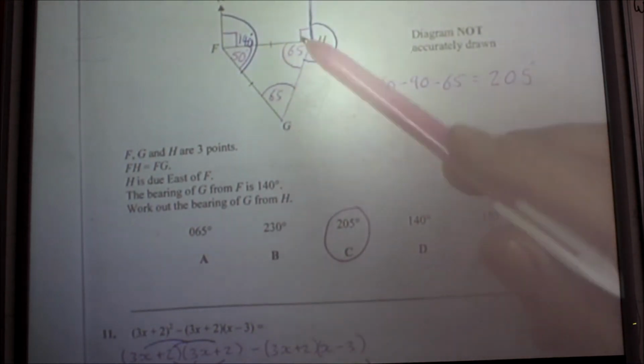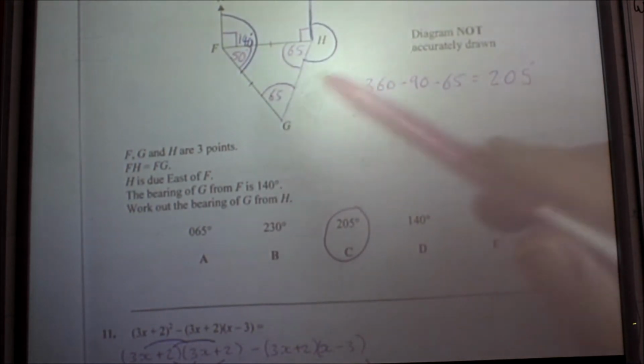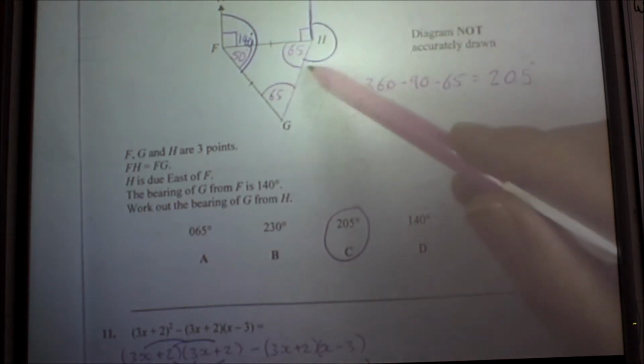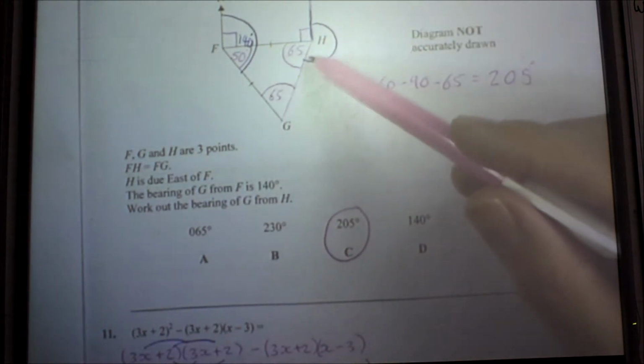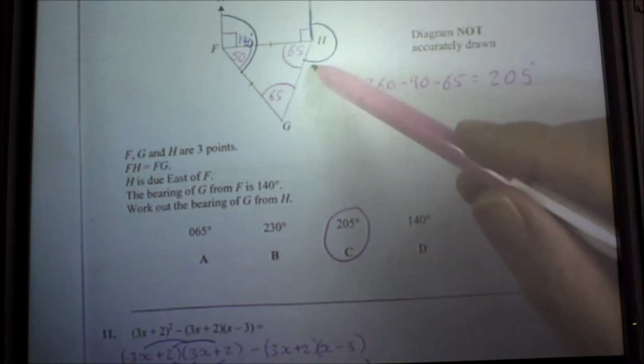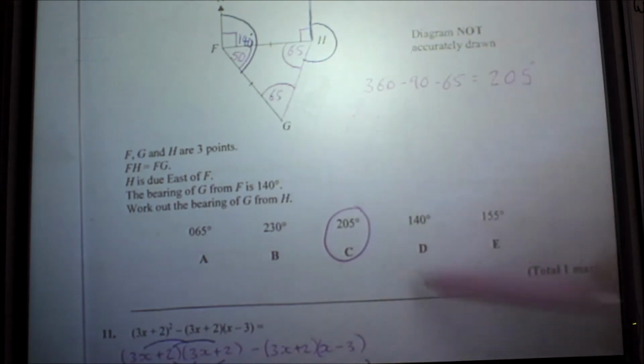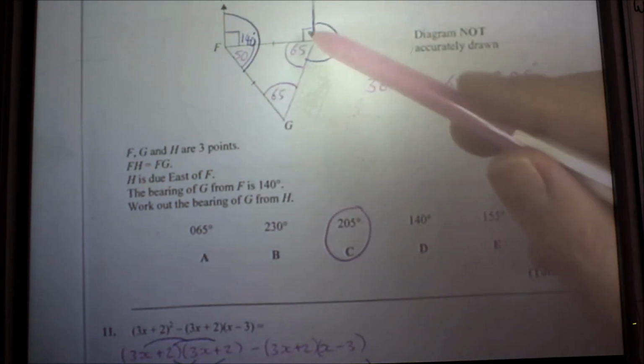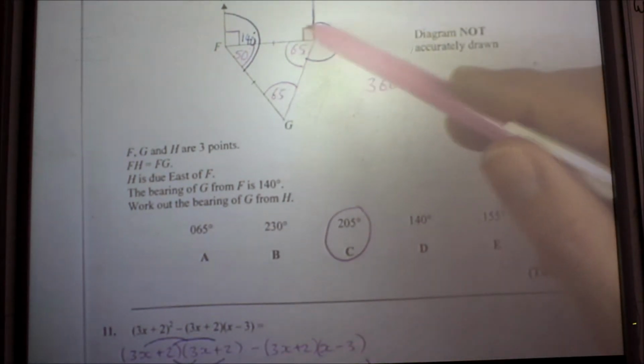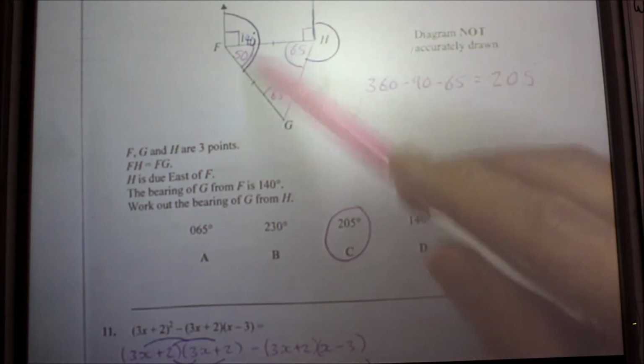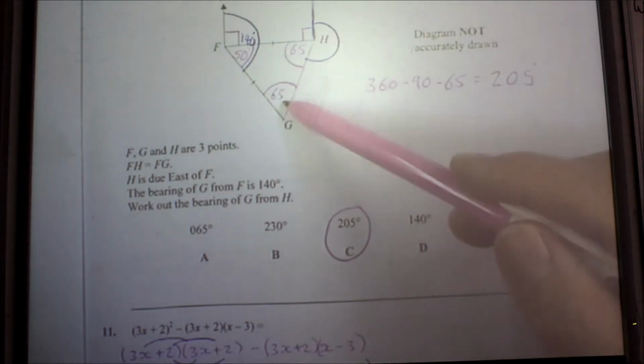Work out the bearing of G from H. So G from H is down here. So I want this bearing here. What I'm going to do is more than 180. So you won't get multi-choice in your exams, but you can cross out those two anyway. What I've done, I know that's 90 in there. And if that's 50 and it's an isosceles triangle, those two angles must be the same.